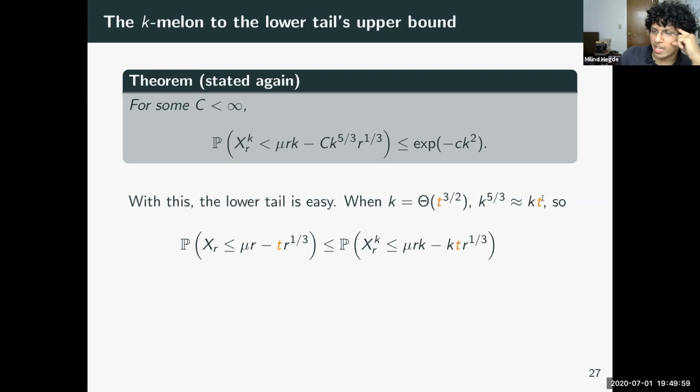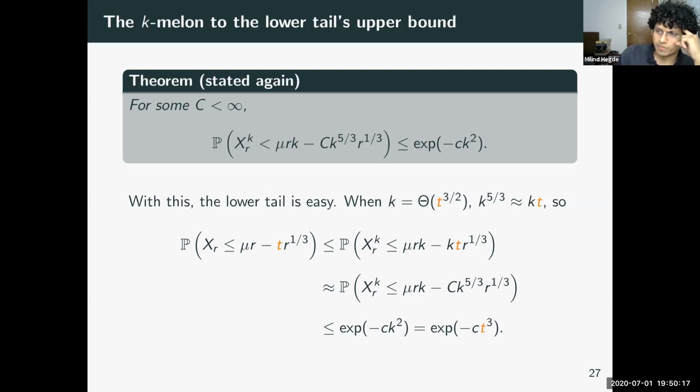But k t is exactly k to the 5/3 because of what we've chosen k to be. So you get this thing. And this is exactly what has been bounded in this theorem, right? And that gives you e to the minus k squared, which is e to the minus t cubed. So this may seem a bit mysterious. I haven't told you at all about how this theorem is proved, and I'll tell you a bit about that soon. But this is the entire argument for the upper tail given this theorem.